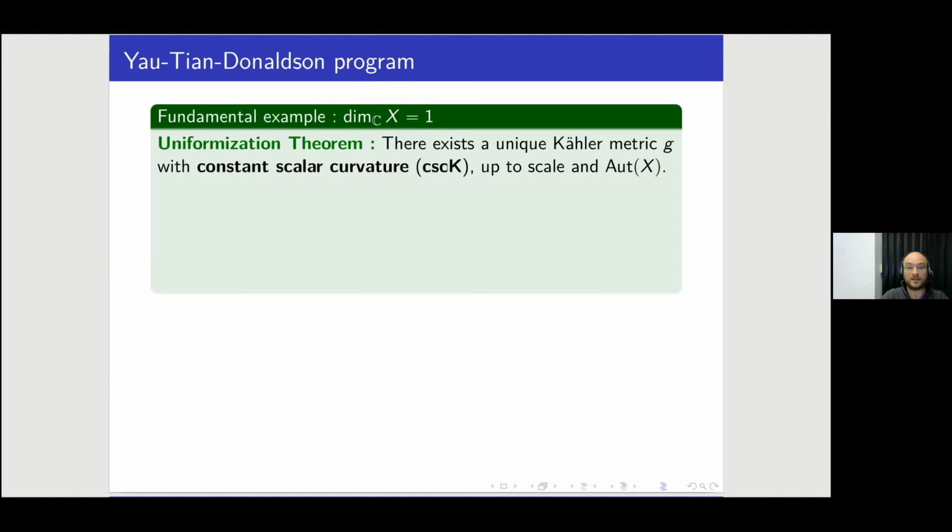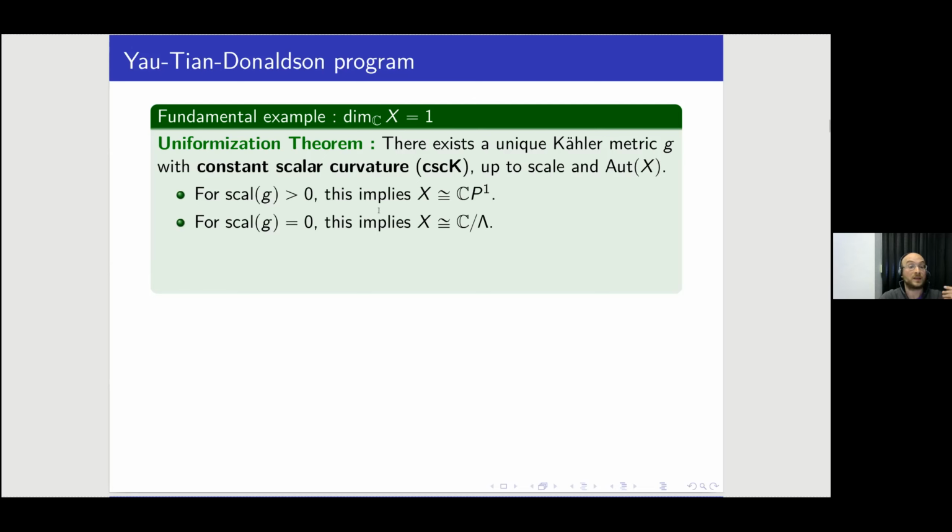And indeed, this theorem has strong consequences on the complex geometry. In particular, if the constant scalar curvature is strictly positive, it implies that X is actually CP^1. If the scalar curvature is 0, the metric is flat, so it implies that X is a quotient of C by a lattice, a torus. And when the scalar curvature is negative, this implies that X is a quotient of the hyperbolic space by, again, a discrete subgroup.